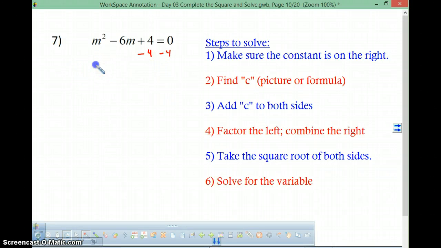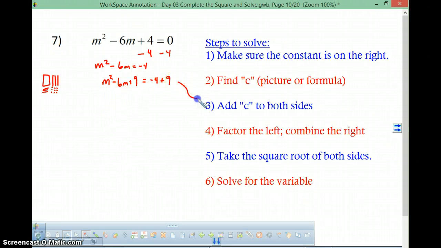We end up with m squared minus 6m equals negative 4. Let's find c. Here's m squared. We'll put 3 m's on this side and 3 m's on this side. How many dots do we need? How many? 9. That makes the perfect square. So you end up with m squared minus 6m plus 9. That's our perfect square. But if we add 9 to this side, we also have to add 9 to the other side. That makes the equation still true.